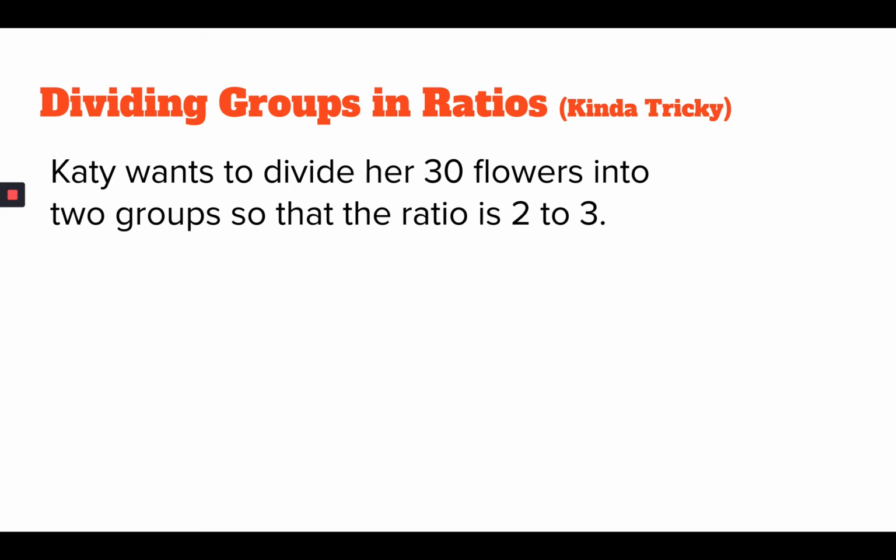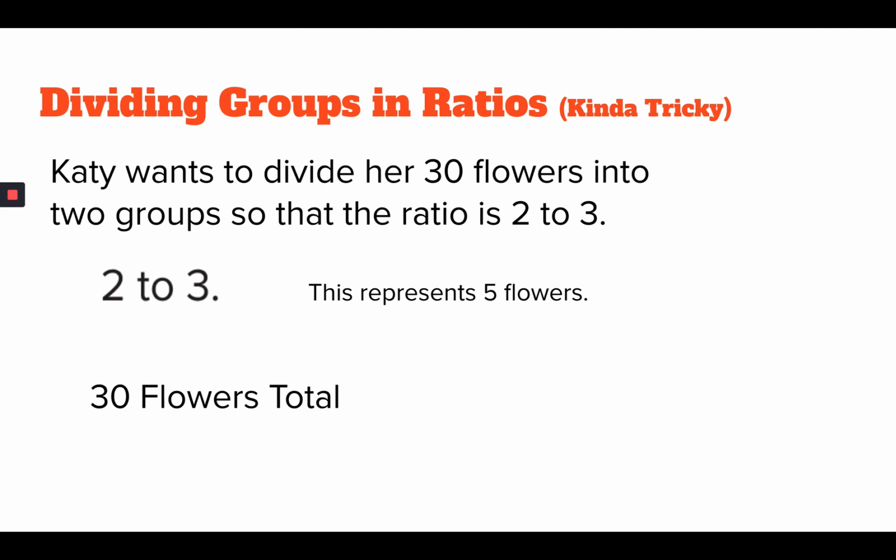I'm going to pause and go slow because this one's kind of tricky. Let's look at the numbers we have. We know that the 30 flowers have to be in a final ratio of 2 to 3. So how many flowers do we put in each group? We know the ratio 2 to 3 represents 5 flowers. It's 2 plus 3 is 5. So if you have 2 flowers to 3 flowers, that's 5 flowers.